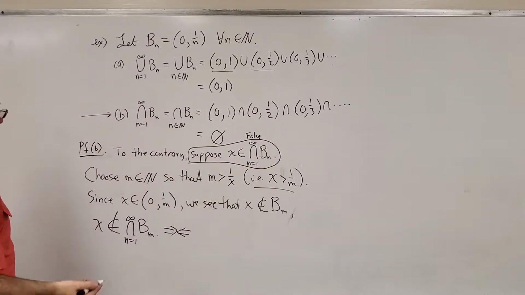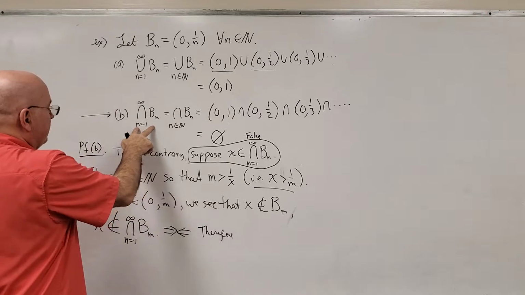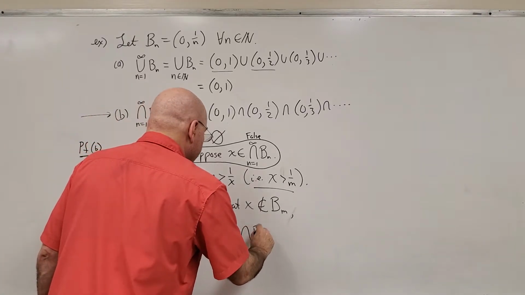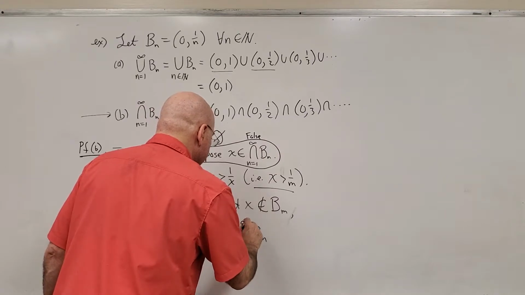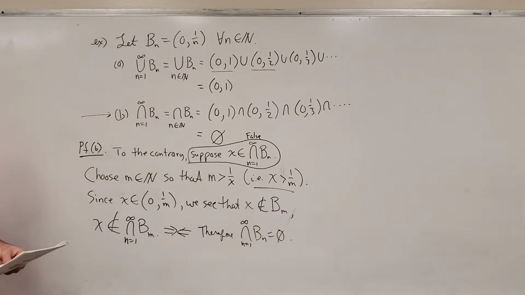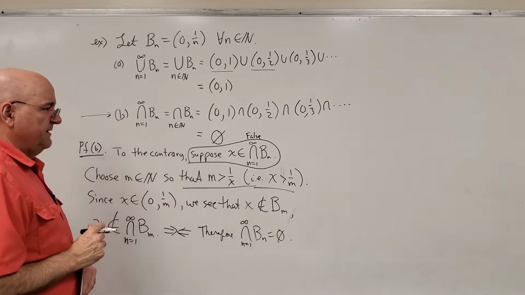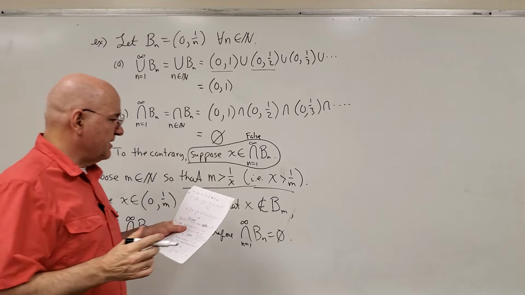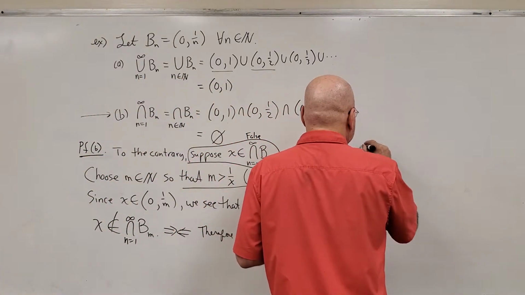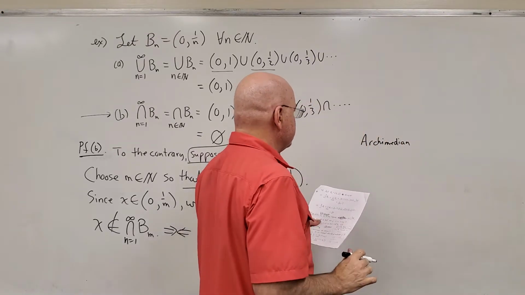That contradiction, so we can say, therefore, there is no x in the intersection, which means the intersection of the bn's is in fact equal to the empty set. And by the way, we used something here that we may all take for granted, but we use a little something called the Archimedean property. I'm going to write it down and then erase it. Almost done, and I need this board for the next problem.